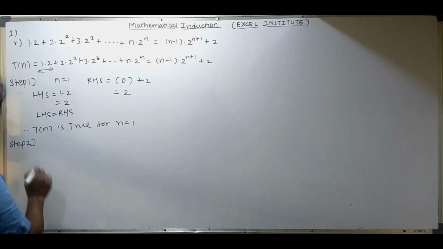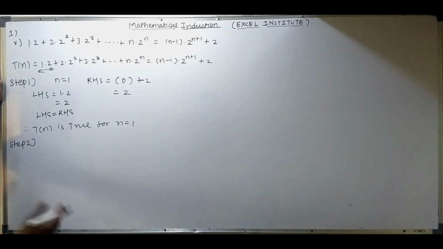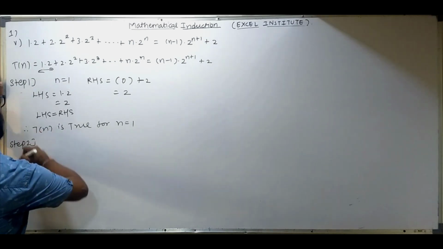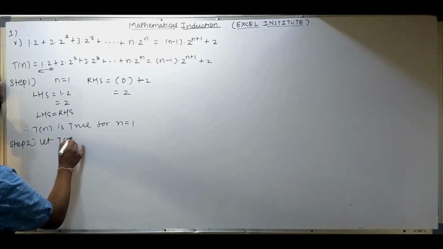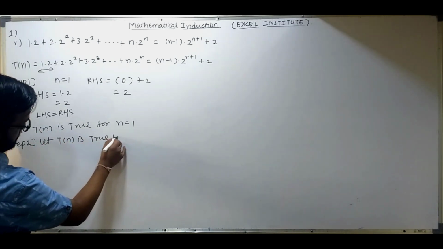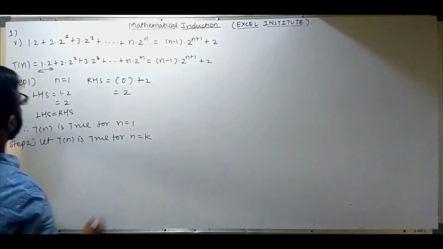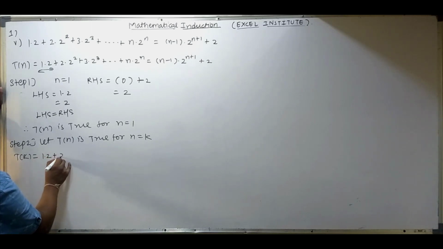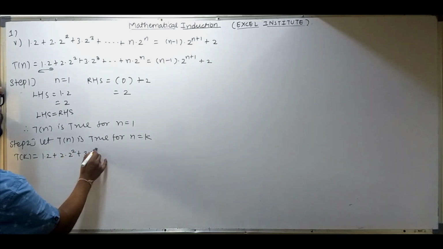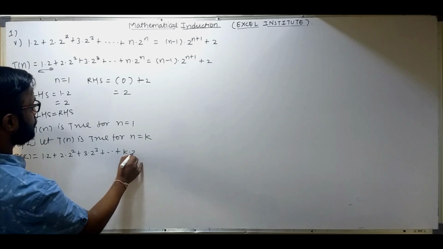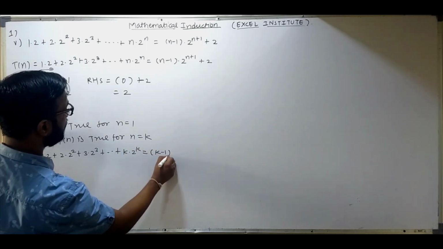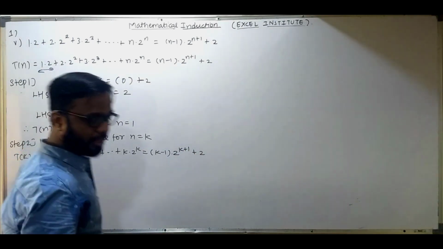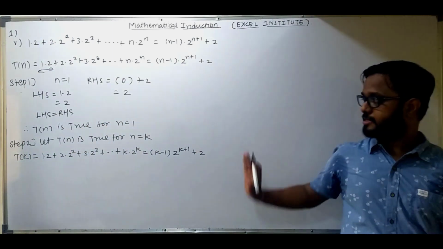Step 2 is always an assumption. Let T of N be true for N equal to K. So T of K is 1 into 2, 2 into 2 square, 3 into 2 cube, up to K into 2 raised to K, which equals K minus 1, 2 raised to K plus 1 plus 2. Okay, and this is the assumption.